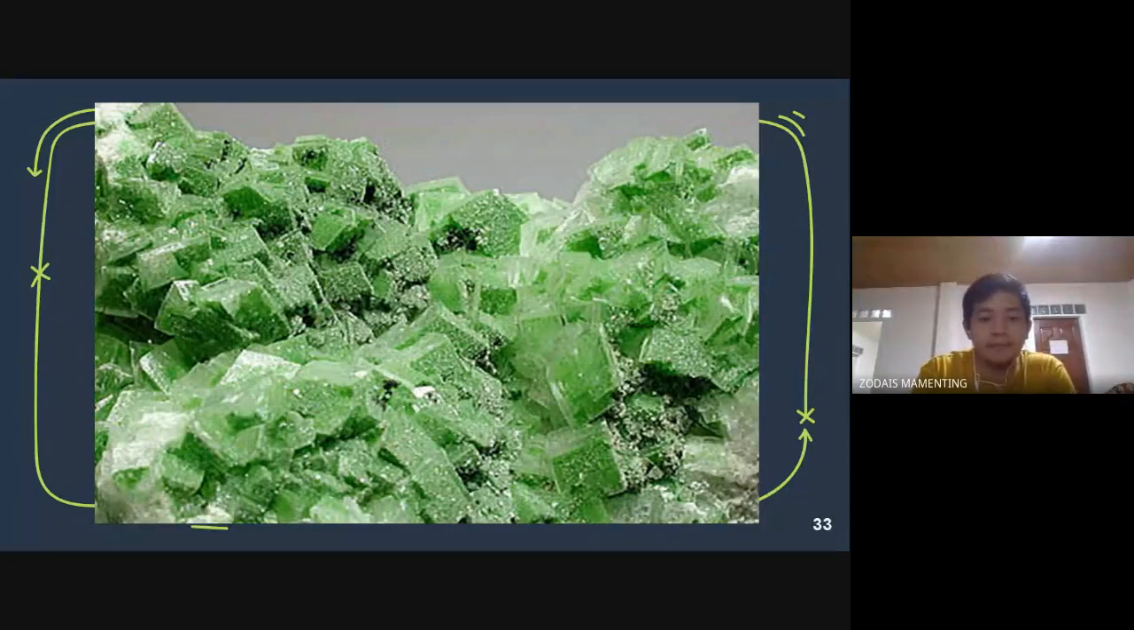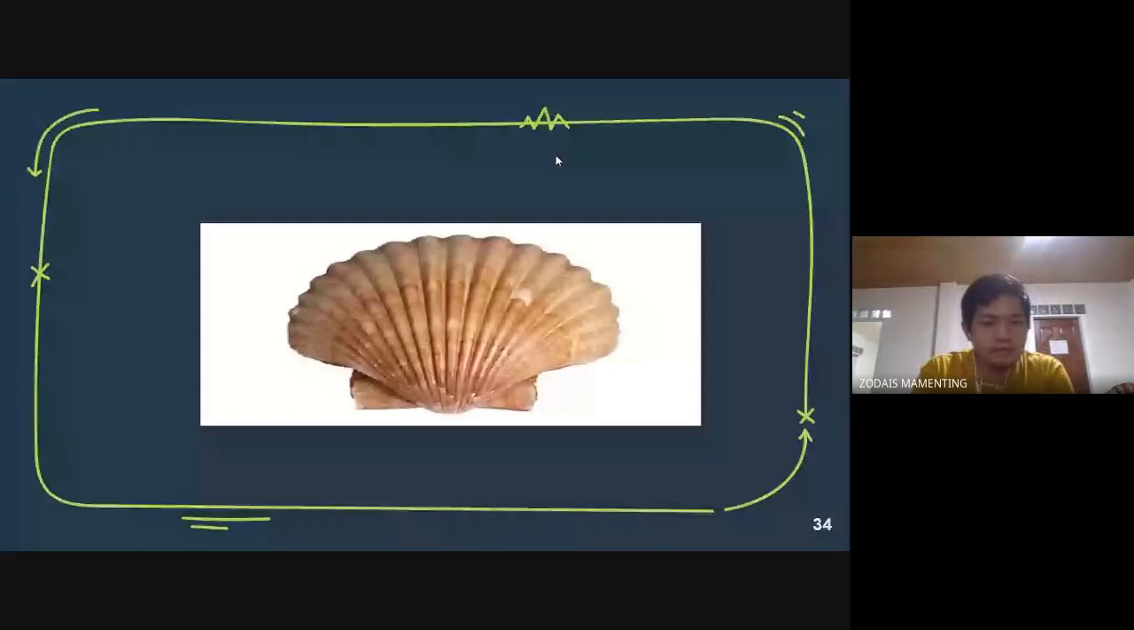Okay, next is a seashell. Is a seashell a mineral? Shells are made of calcium carbonate in the mineral form of calcite or aragonite, so it is made up of minerals. But animals build their shells by extracting the necessary ingredients, dissolved calcium and bicarbonate, from their environment. So shells are not minerals because they are made by a living organism.